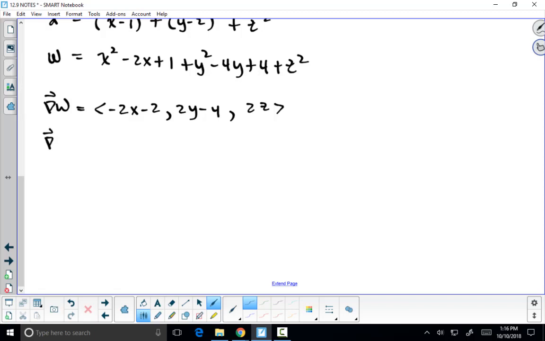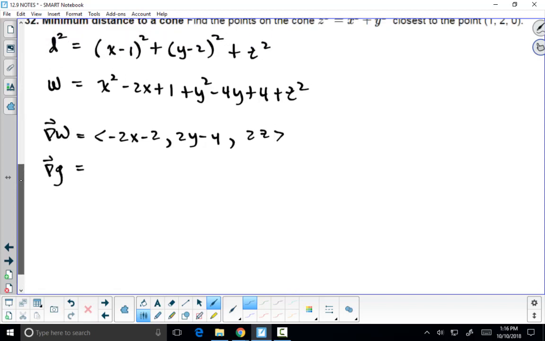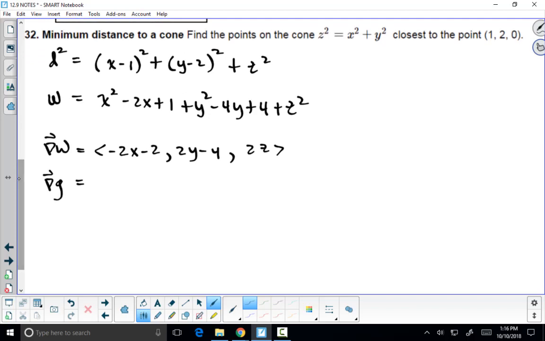And then the gradient of our constraint is the cone. Why did you get negative 2x? That should be positive, thank you. Positive 2x. And then for our cone, we're going to create this function g, and it doesn't matter which direction we subtract. It'll all come out in the wash. So we'll make g the cone. And then the gradient of g looks like negative 2x, negative 2y, and positive 2z.